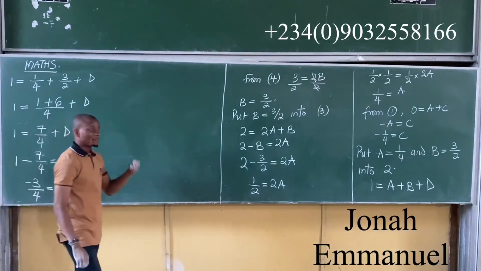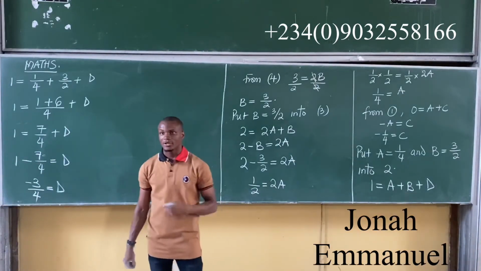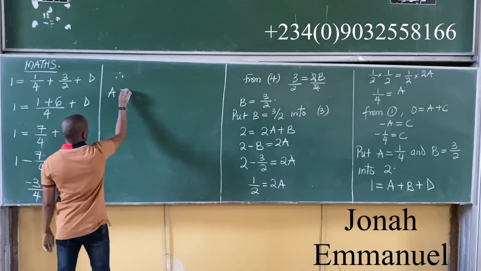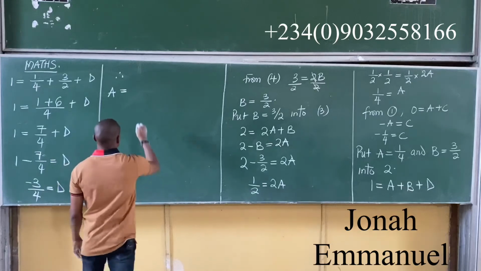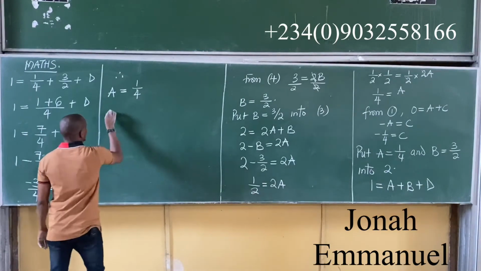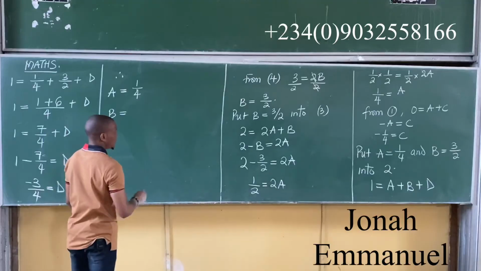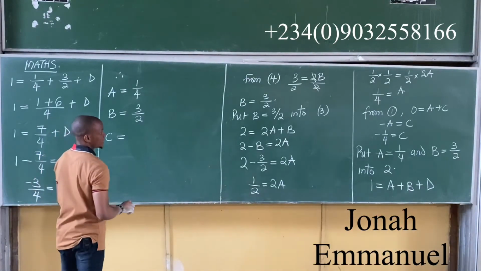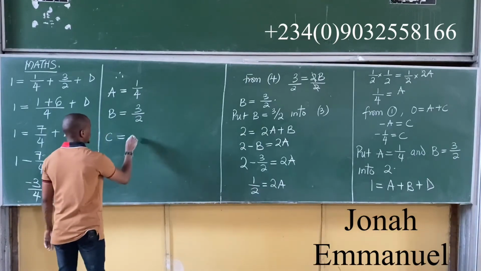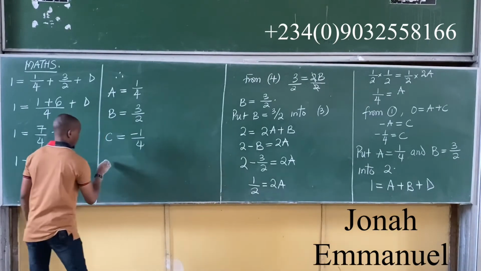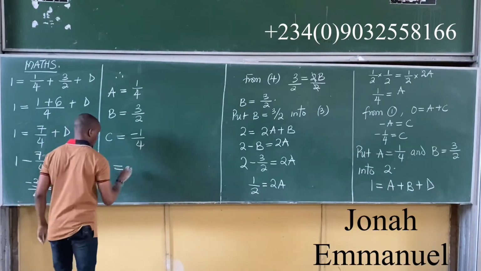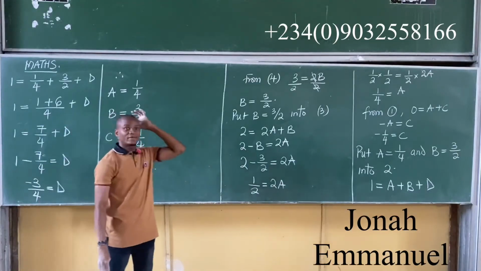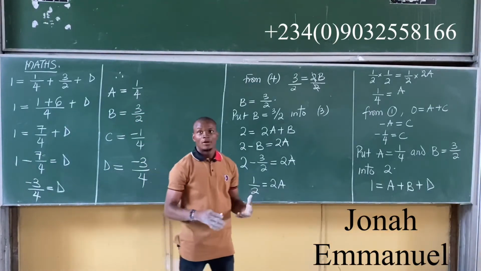So I've got the value of a, b, c, and d. So therefore, I have that a is equal to 1 over 4, b is equal to 3 over 2, c is equal to minus 1 over 4, and d is equal to minus 3 over 4. Alright, let's include this back into our general form and then see our answer.